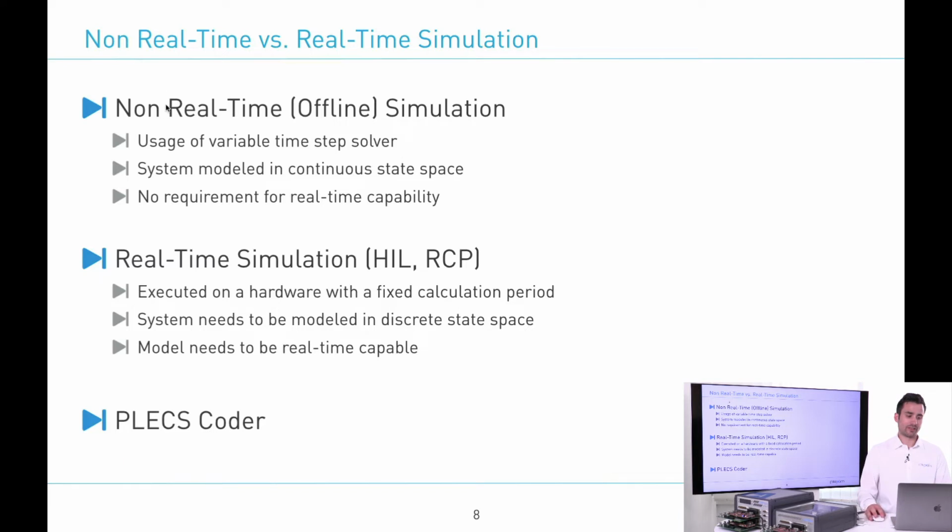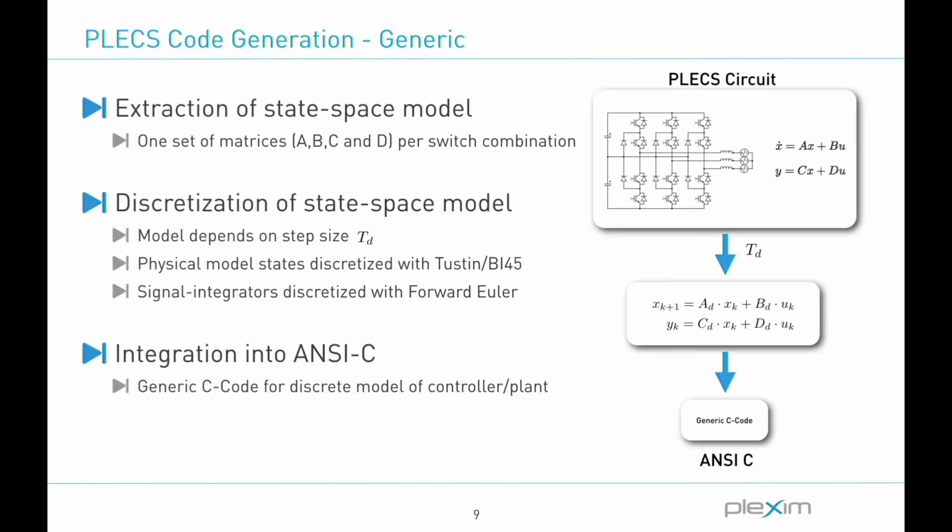However, you don't have to make this transition between the offline simulation and the real-time simulation manually. This is the job of the PLECS Coder. So for a physical model, the PLECS Coder has to do the following steps. First of all, you still implement your models in continuous state space in PLECS. The PLECS Coder has to extract all the different state space descriptions for your model. And since we have switched models, this will result in one state space description per switching combination. Each state space description is then discretized with a certain step size, T_D. In the end, the PLECS Coder will output generic C code that fully describes your physical model.